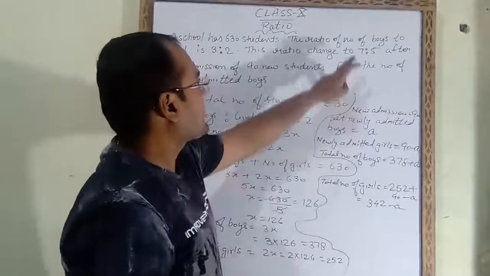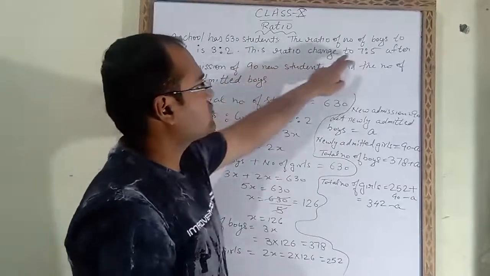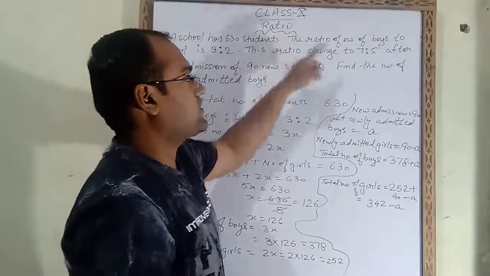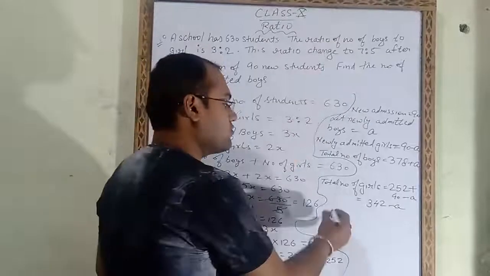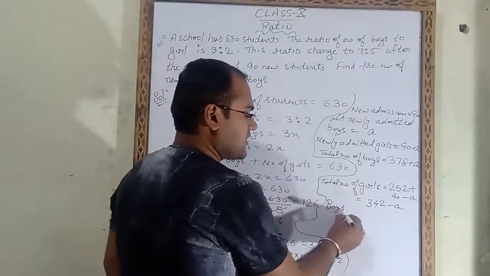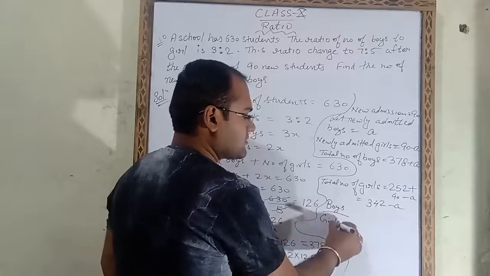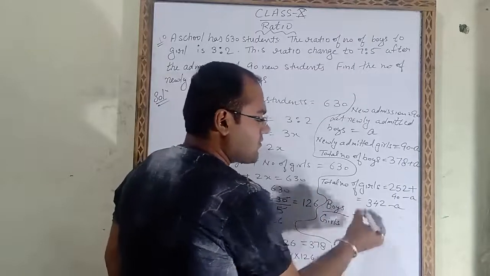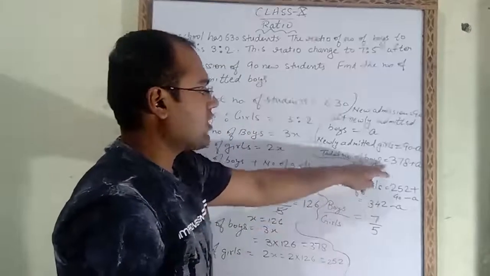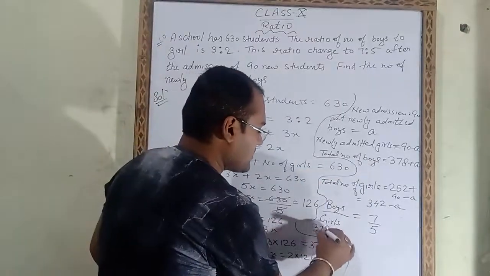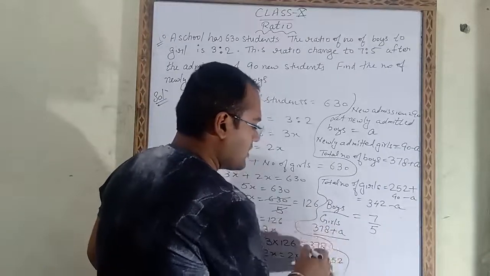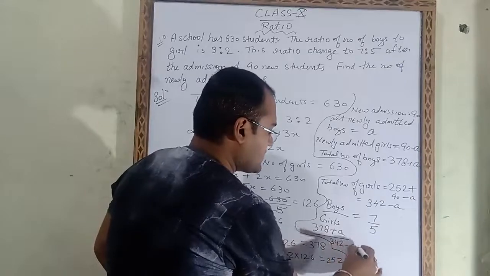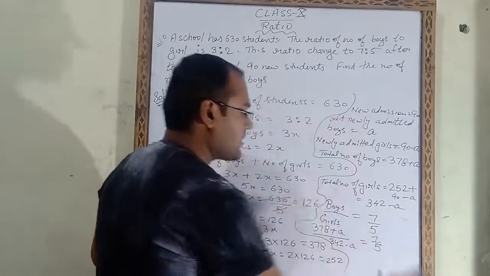So what is said? This ratio changed to 7:5. Earlier the ratio was 3:2, but now the ratio is 7:5. Whose ratio? The ratio of boys to girls. According to the question, the ratio of boys to girls is 7:5. How many boys are there now? Boys are 378 plus A, upon the number of girls, 342 minus A, is equal to 7/5.